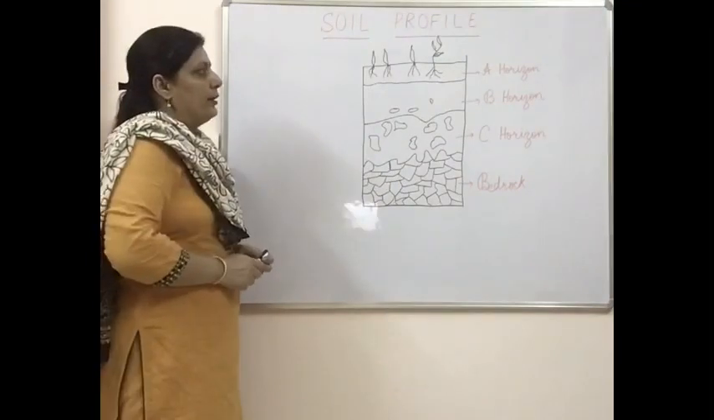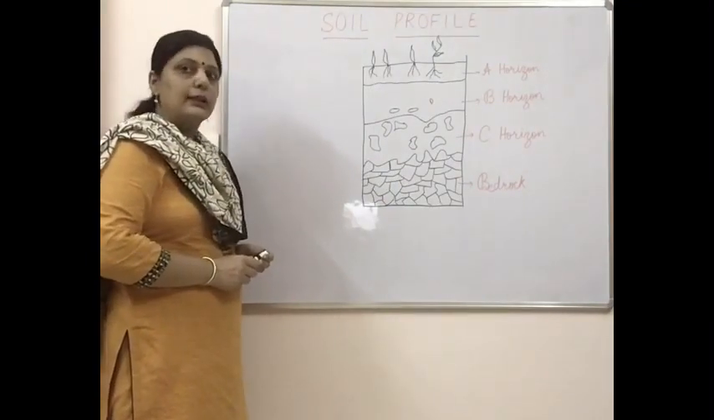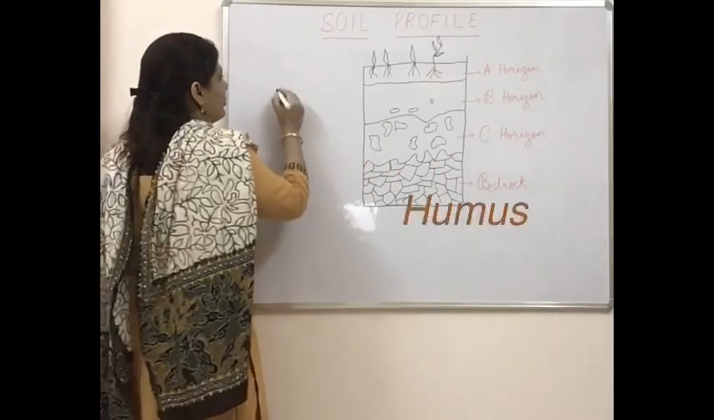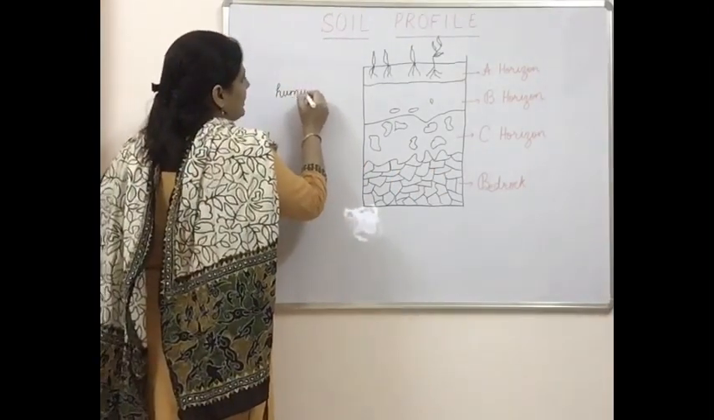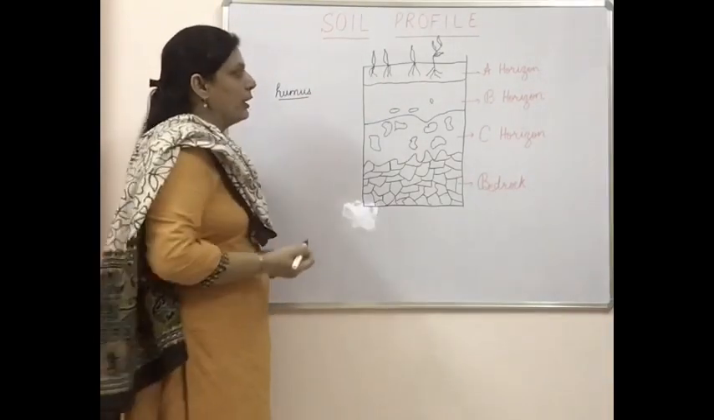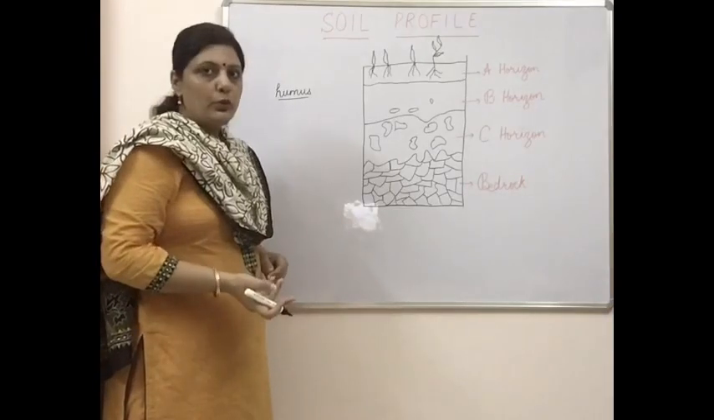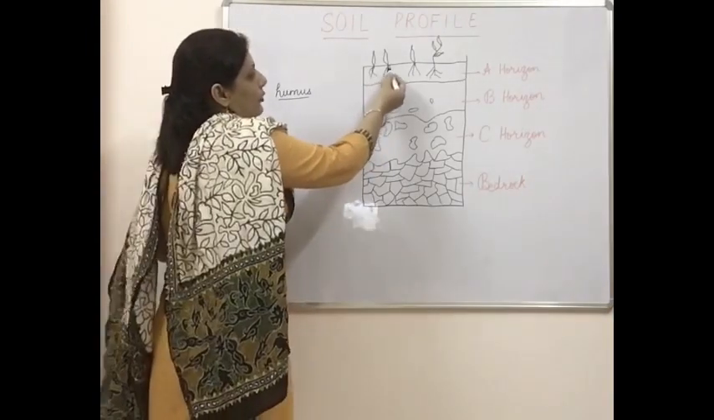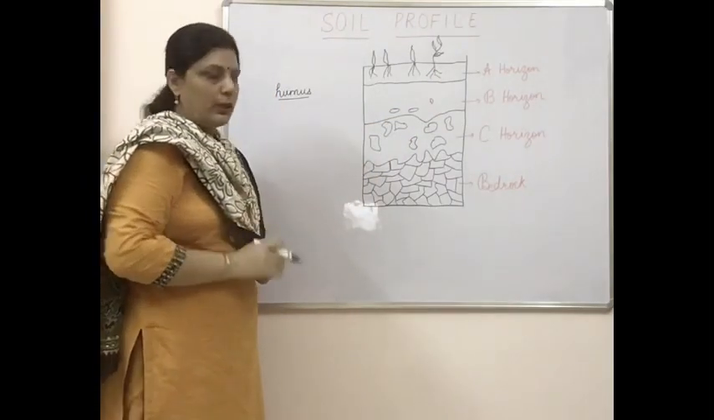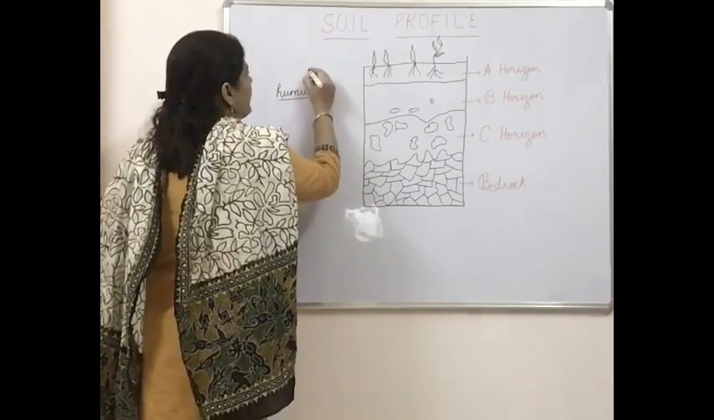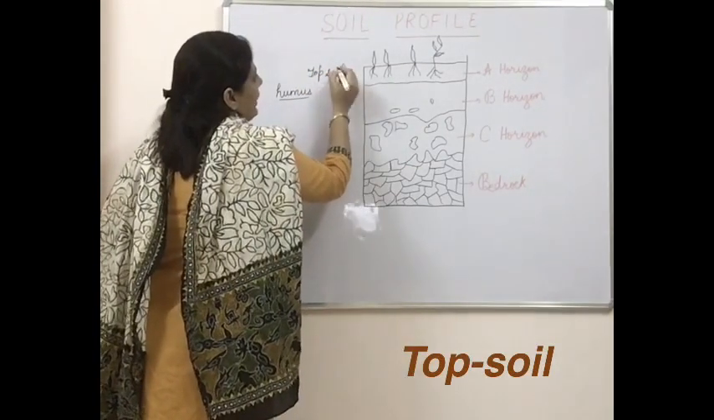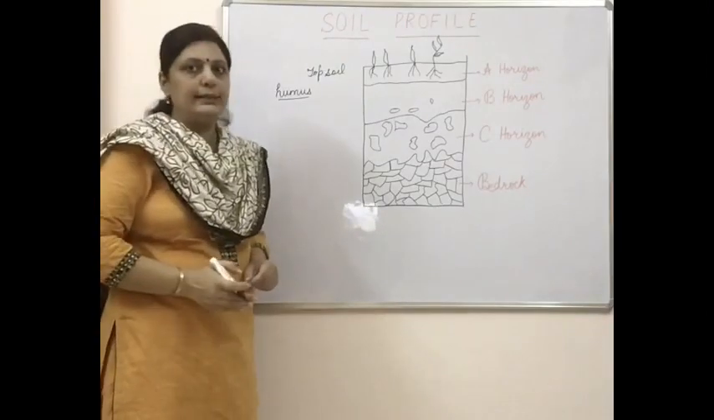The uppermost layer, that is A horizon, is basically dark in color and is very rich in humus. As I told you before, humus means the nutrient content is more in the uppermost layer of the soil, and obviously it is required more because it is that part where the roots of the plant are present, in the topmost layer of the soil. This is also called the top soil because it is at the top of this vertical section.